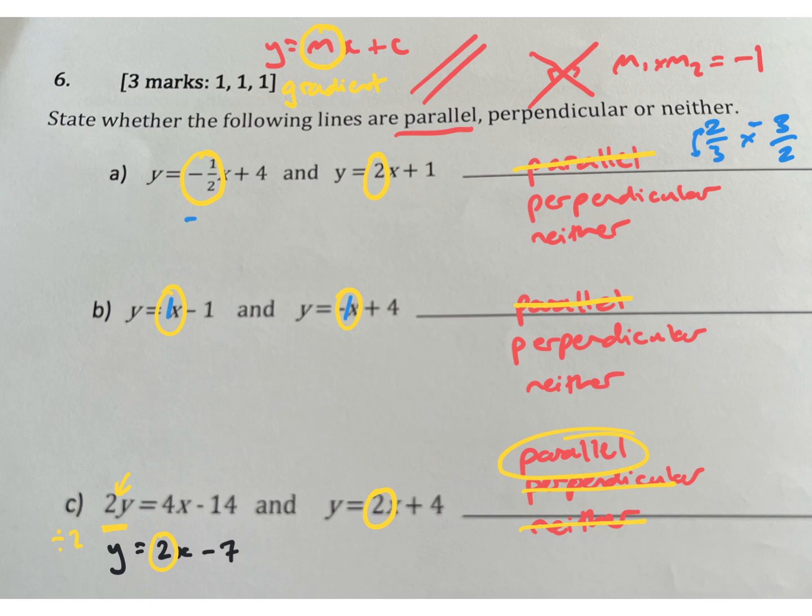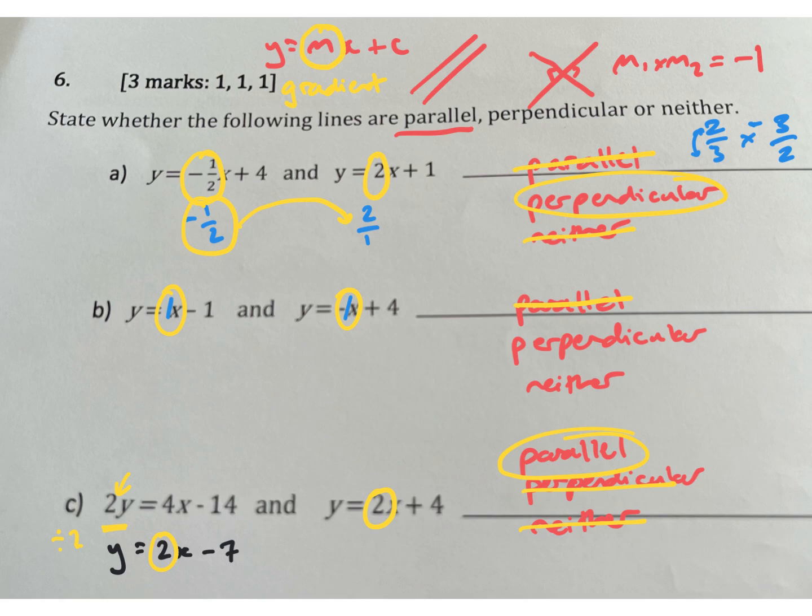All right, let's have a look at this first one again. So we've got negative 1/2 and 2. Now I'm going to write 2 as 2 over 1, so they both look like fractions. Now, having a look, is this number here flipped? It looks like it is. And one's a negative, one's a positive. So that means that this one has got to be perpendicular. So we're going to cross out neither. Okay, so the first one is perpendicular.